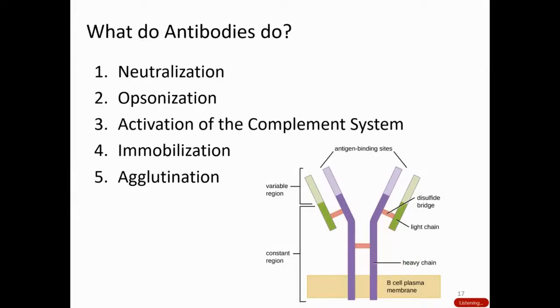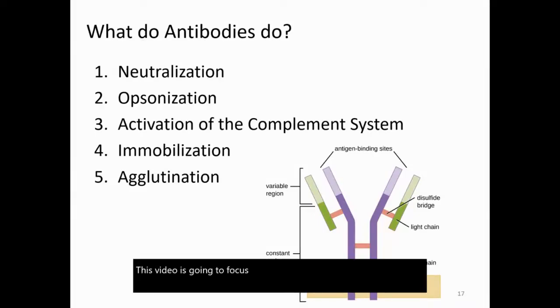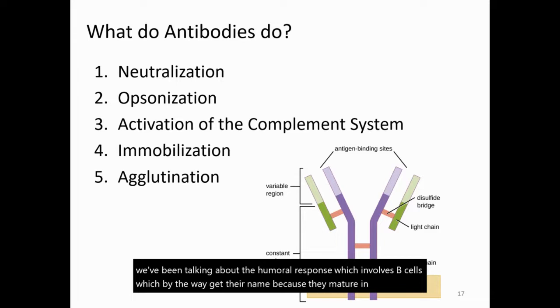This video is going to focus on the 5 functions of antibodies. So we've been talking about the humoral response, which involves B cells, which, by the way, get their name because they mature in the bone marrow. And these B cells, remember, once they're activated and they differentiate, some become memory cells and some become plasma cells. And those plasma cells produce these antibodies.